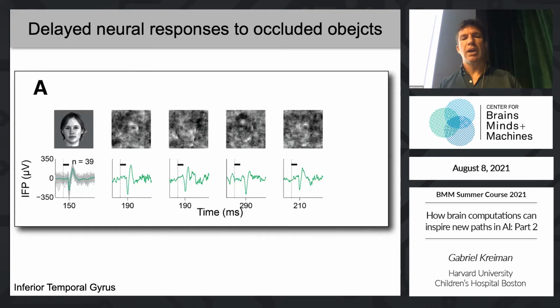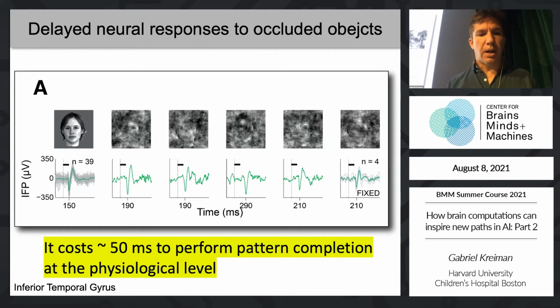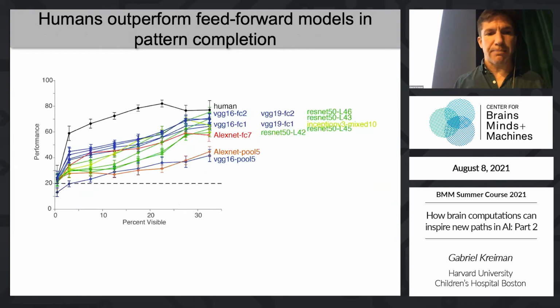150 milliseconds. And for all of these trials, you see in one case it's 190, in another case 290, 210, etc. So at the physiological level, there also seems to be a pretty significant delay in the responses to these heavily occluded images. Okay, so it costs about 50 milliseconds to perform pattern completion also at the physiological level. So at the behavioral level, you need more time to do pattern completion. At the physiological level, it also seems to be the case that we need additional time.